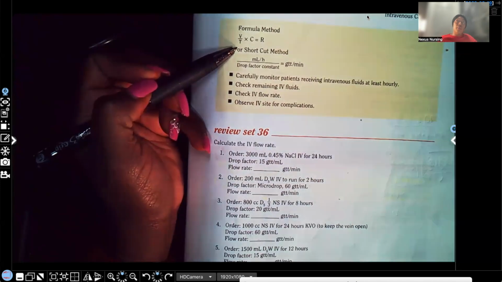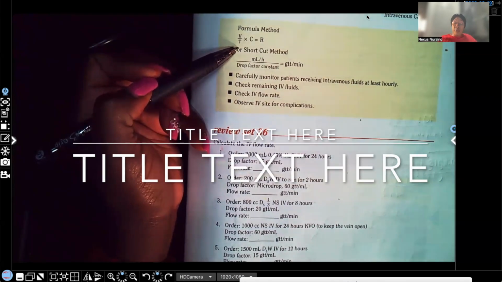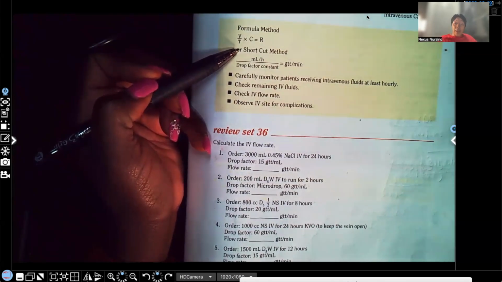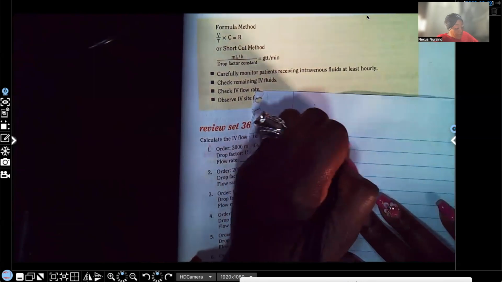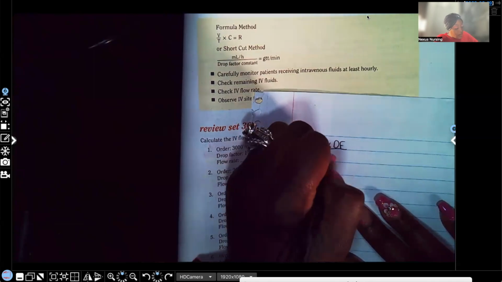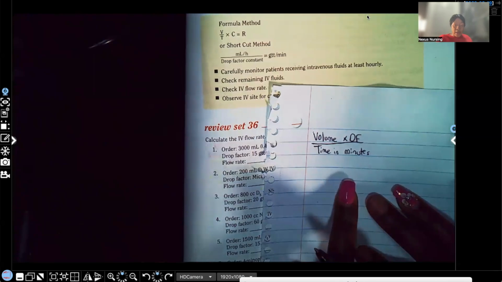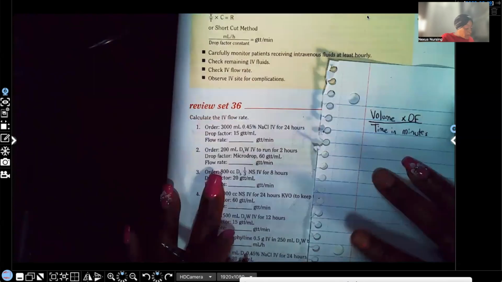And the method that I use to figure out what my flow rate is going to be is my volume times my drop factor all over time in minutes. So I'm going to write that down so you can see. Your volume, that's going to be your mL, times your drop factor, all over time in minutes. And this is how we're going to figure out our flow rate. So we're going to start with number one. Let me put this paper over here so you can see it side by side, okay?